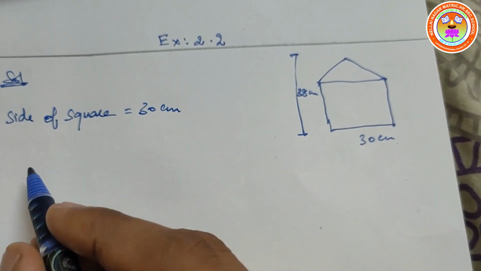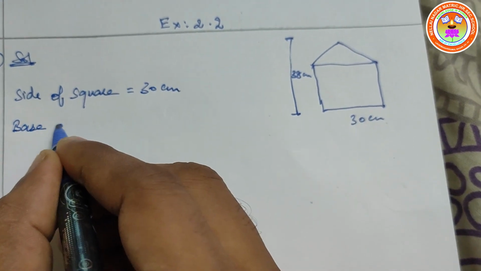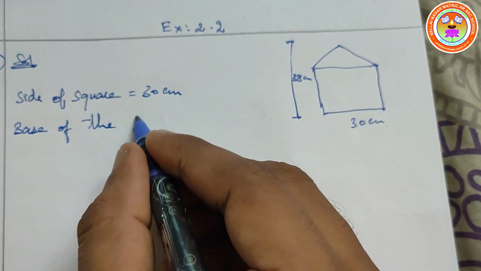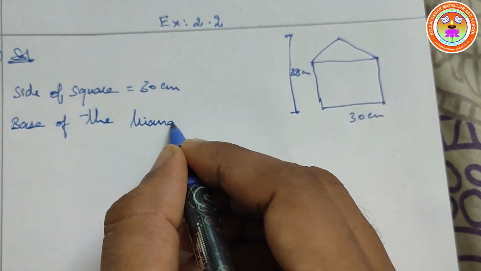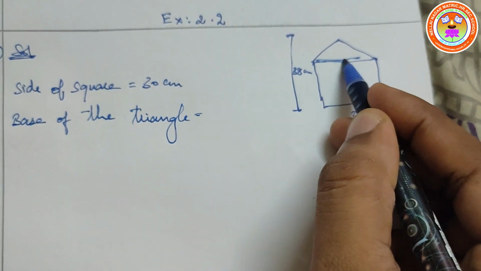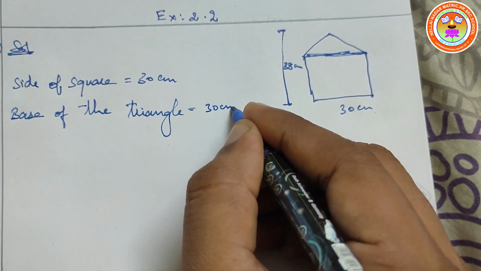Now we will find the base of the triangle. This is the base. What is the base of the triangle? If this is 30, this is also 30 centimeter.